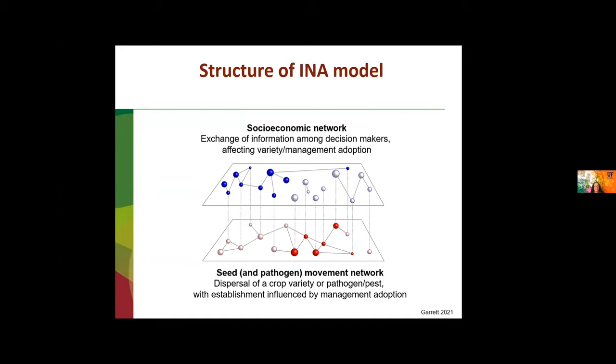So the INA model combines these in the model that's then used to see how changes to the system will affect the outcome of it. So the socioeconomic network of decision makers and the seed and potentially pathogen movement network are linked together, and together they define whether or not there'll be success in the system as a whole.